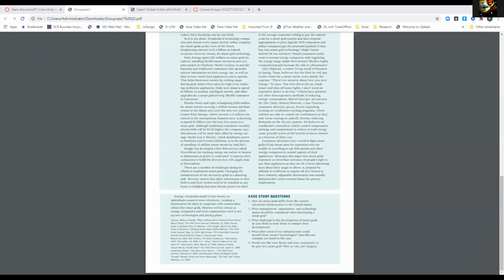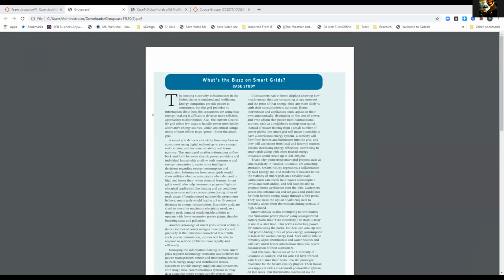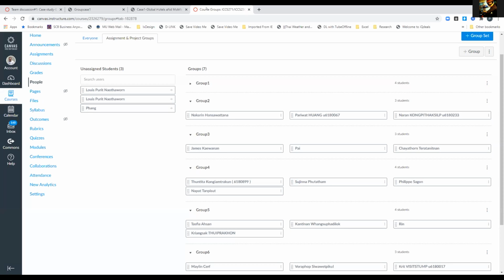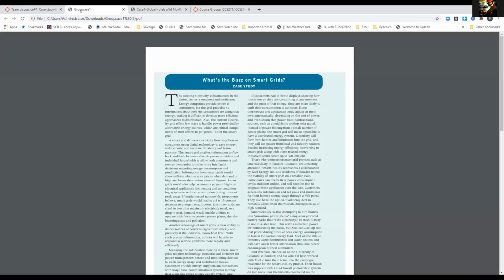Okay, right. Can team 2 help summarize this case for us? Team 2 is Nakarin's team. Okay, Nakarin's team, could you please summarize this case for all of us?